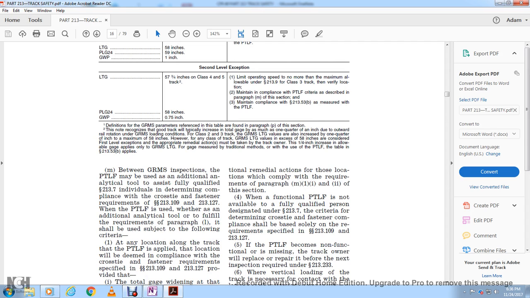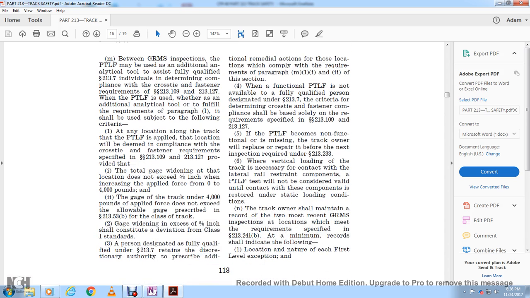If a functional portable track loading fixture is not available to the fully qualified person designated under 213.7, the criteria to determine cross-tie and fastener compliance shall be based solely on the requirements specified in 213.109 and 213.127. If the portable track loading fixture becomes non-functional, the track owner will place the repair on the list before the next inspection required under 213.233. When vertical loading of the track is necessary to confer contact of the lateral rail or restraint component, contact with the portable track loading fixture will not be considered a valid update, with the contact with the components restored under the stack loading conditions.